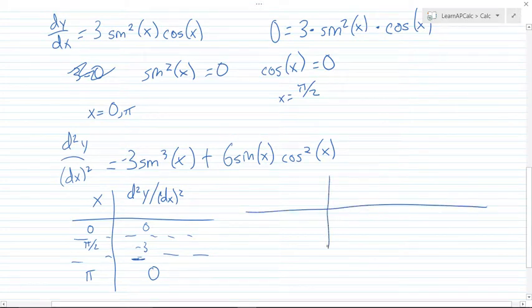Okay. So now we'll do the first derivative test. This should be pi halves.